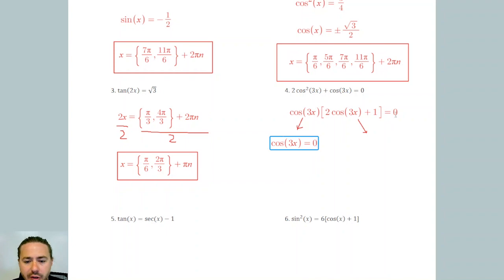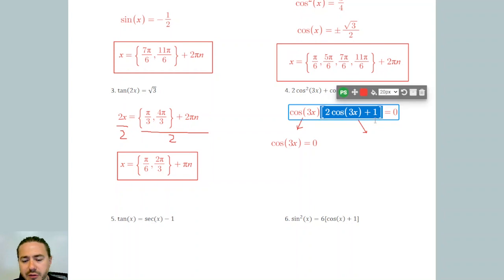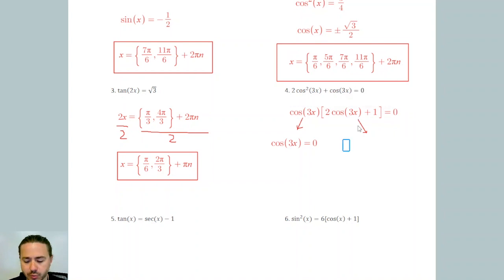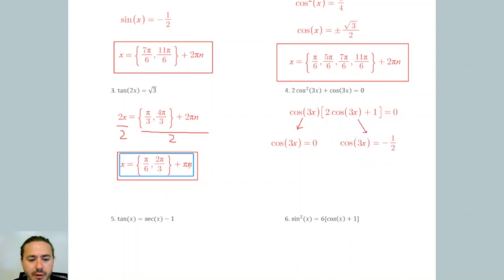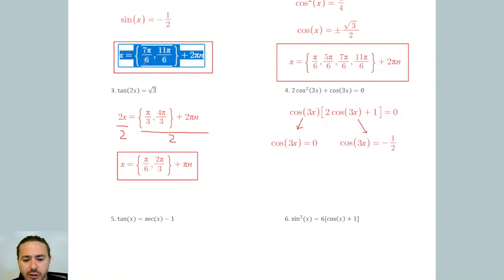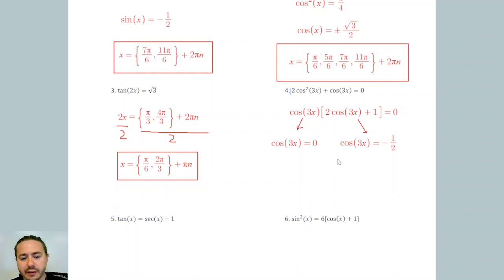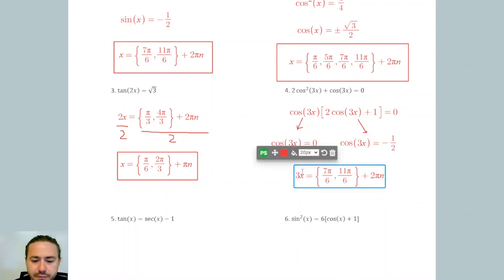And then I'm going to do these steps mentally here. I would have 2 times cosine of 3x plus 1 equals 0. But then to solve for cosine of 3x, I would subtract 1 and then divide by 2, which would result in cosine of 3x equals negative 1 half. So I'm looking for all the angle measures where cosine is giving me a value of either 0 or negative 1 half. So I'm looking for the x coordinates around the unit circle where that happens.